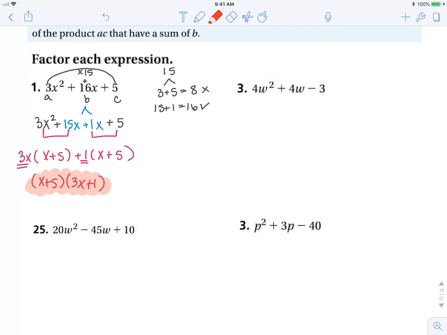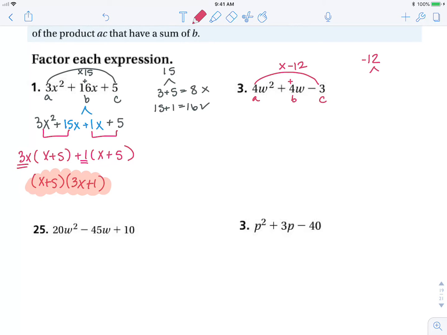So let's continue on to number 3. Remember, this is our a, our b, our c. So a times c, if I multiply, I get negative 12. But we want to see which factors of negative 12 add to make 4.